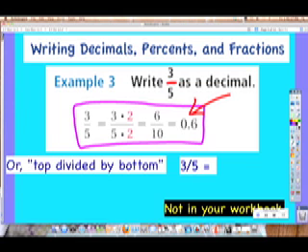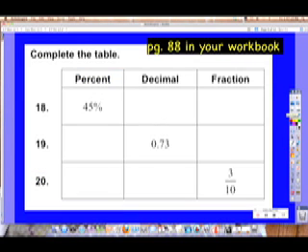You remember? Okay, now open your workbooks to page 88. Everybody should have their workbook open to page 88. At the very bottom of page 88, there's this little graph, this little table. Let's fill in the table together.